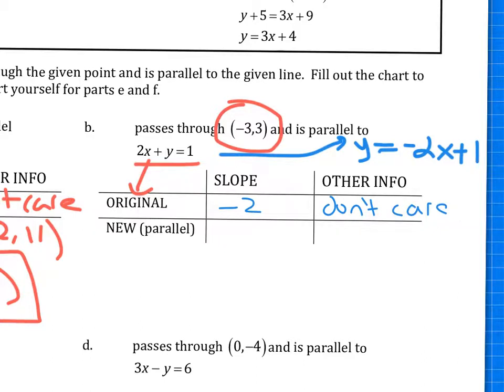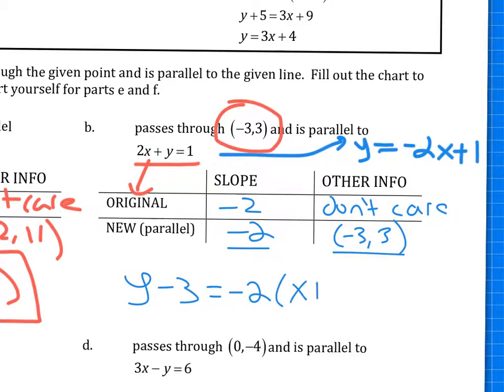Okay. My new line is going to be parallel, so the slope is the same, -2. The other info is the point, (-3, 3). I've got a slope, I've got a point. We should be getting close to experts at this. I go y - 3 = -2(x + 3). Okay, I'm using my point here. So the x coordinate goes here, and it's opposite because it's minus. And then the y coordinate goes here.